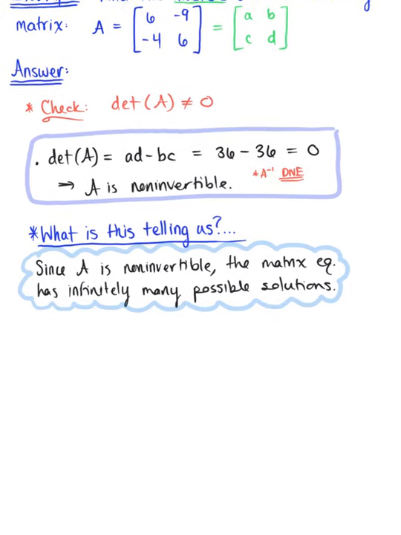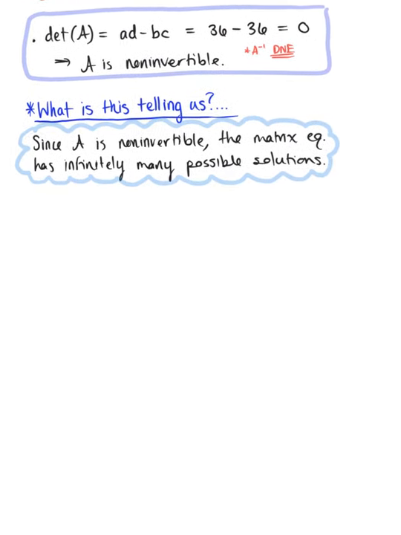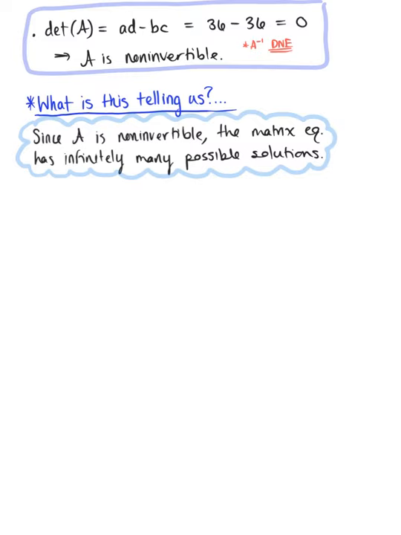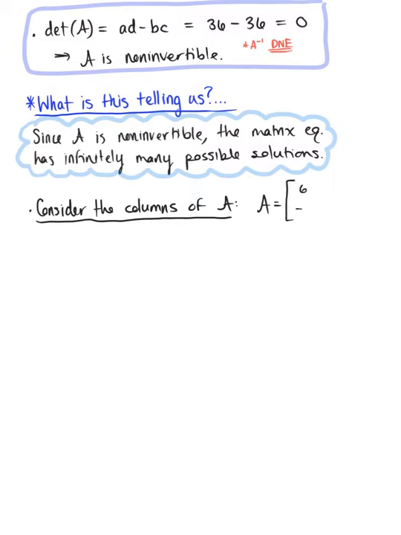Let's give ourselves plenty of room. So let's begin by simply considering the column vectors of matrix A. So we want to consider the columns of matrix A. Now, we are given matrix A is 6, negative 4, negative 9, 6. So I'm going to label these. I'll say that this first column is vector a sub 1, and our second column is vector a sub 2.